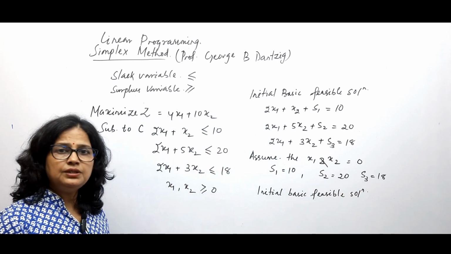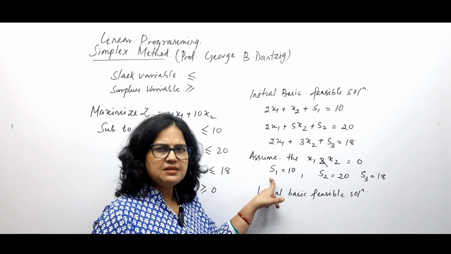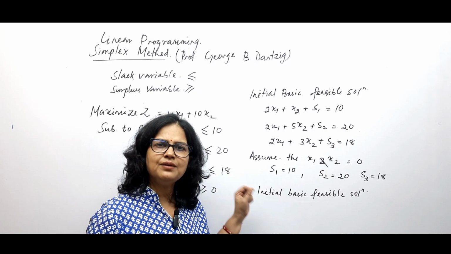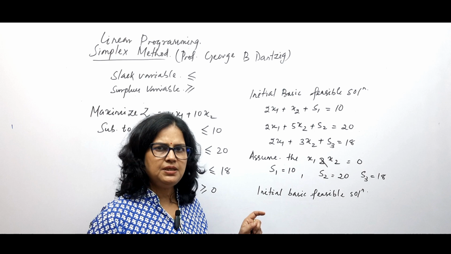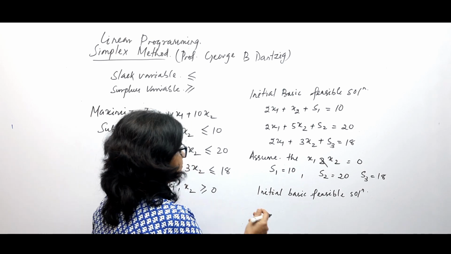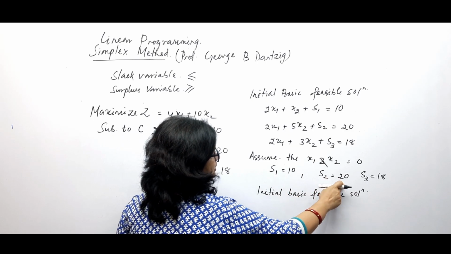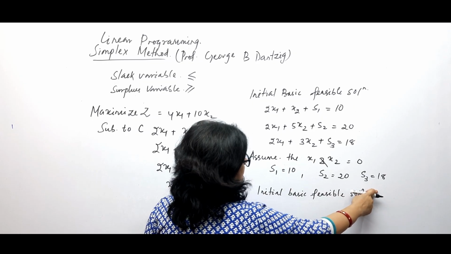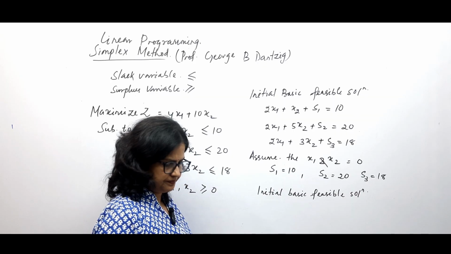Now we can go for the optimality test. We got our basic feasible solution, and we can move towards the optimality test. For that we have to draw the simplex table. We'll see how we are going to draw the simplex table and do the solution. Here s1 equal to 10, s2 equal to 20 and s3 equal to 18. Let us draw the simplex table.